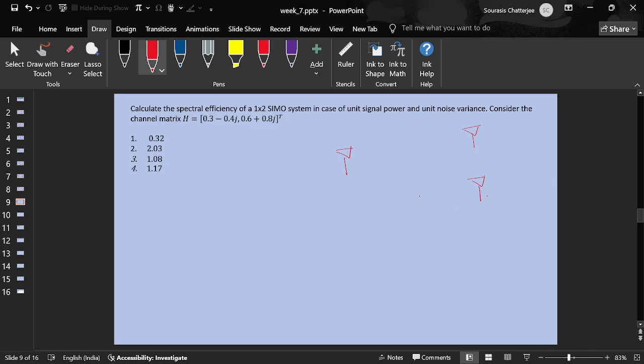In this particular scenario, we are given a 1 cross 2 SIMO system, that is, single input and multiple output, multiple receive antennas. This H1 is given as 0.3 minus 0.4j, and this channel coefficient H2 is 0.6 plus 0.8j. So what should be the spectral efficiency for this particular system model?